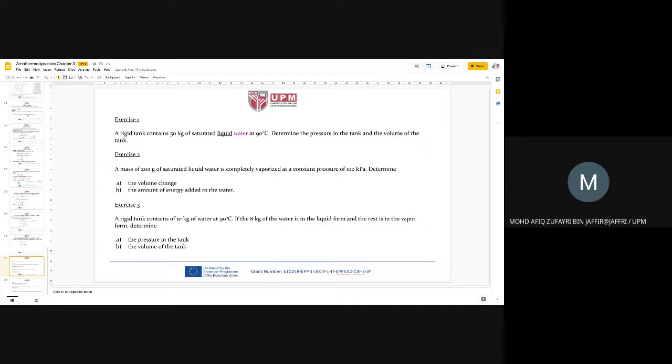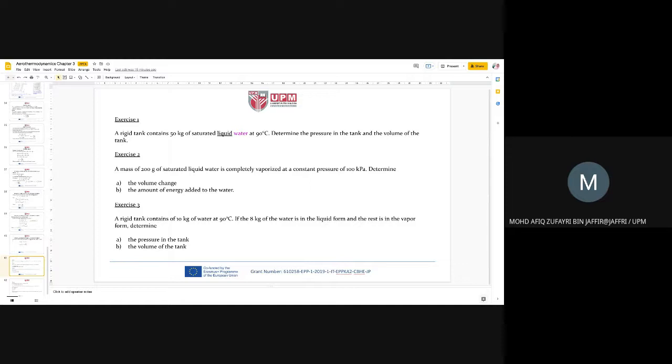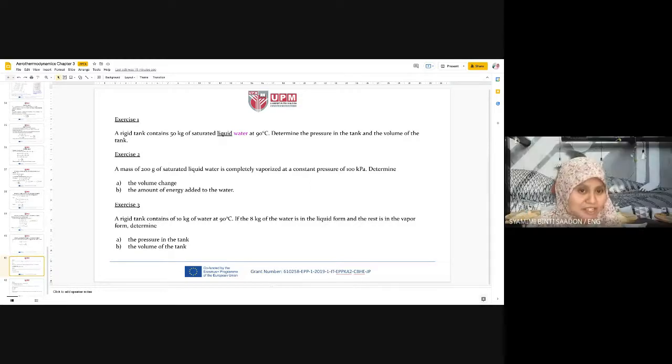70.183 kilopascal. Okay, so which table did you read? Table A4, the saturated water temperature table, because we have the temperature of 90 degrees Celsius, okay? The row for 90 degrees Celsius. Thank you, Afiq. So the same answer as the first one, because the temperature is the same. Although the mass is different, the temperature is the same, so the pressure is still the same.